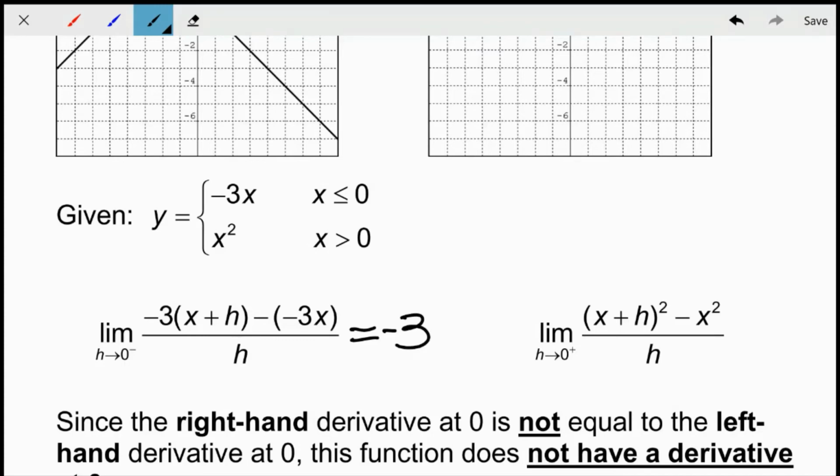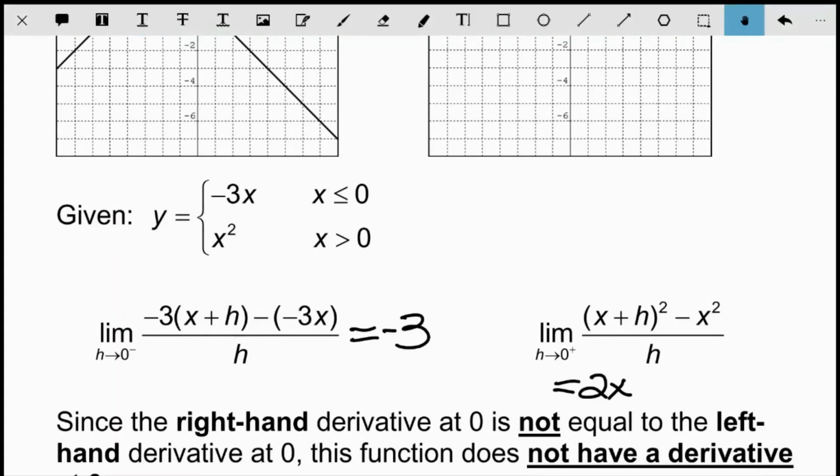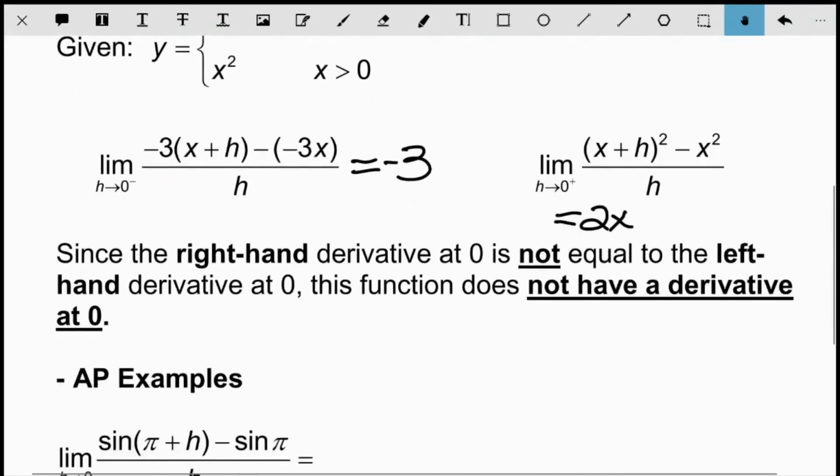For the second part of this, it's x squared. We already talked about the derivative here being 2x. So we looked at that exact function. If I evaluate that derivative at 0, it's actually 0. So the right side derivative is 0. The left side derivative is negative 3. Well, since that's the case, there is no derivative. The derivative doesn't exist at 0 because the left-hand derivative and the right-hand derivative are not the same. Okay, so that's that idea of differentiability.